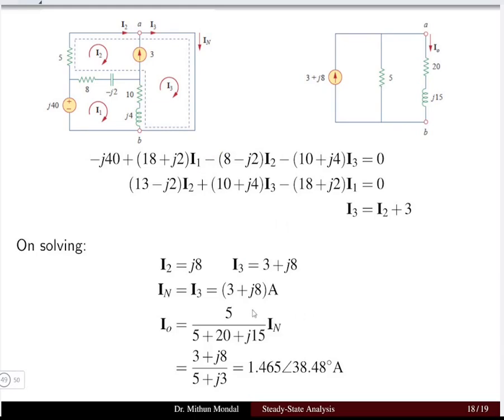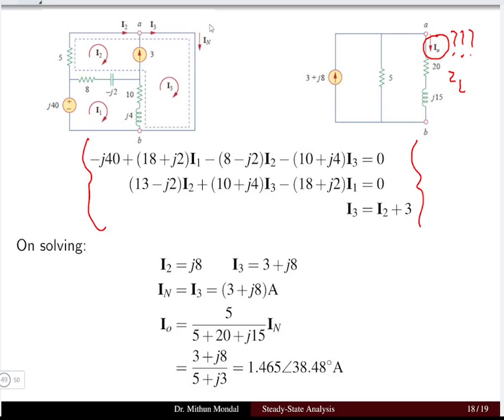Once I solve the 3 equations, I'll get the solution of I1, I2 and I3, and I need to determine the value of I naught. This is my question that was given, what is the value of I naught? So I have the load impedance across the terminal AB that I need to determine. So the value of I naught, if I need to determine, I need to get what is the current which is flowing there.